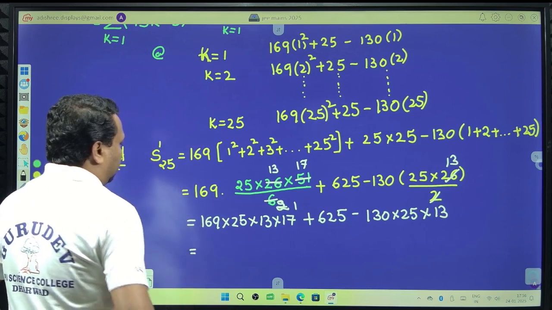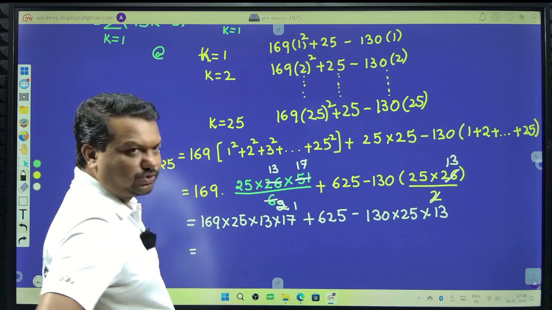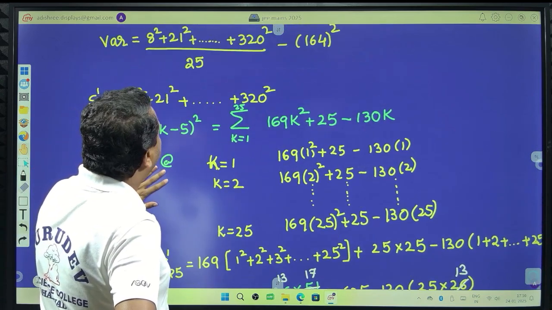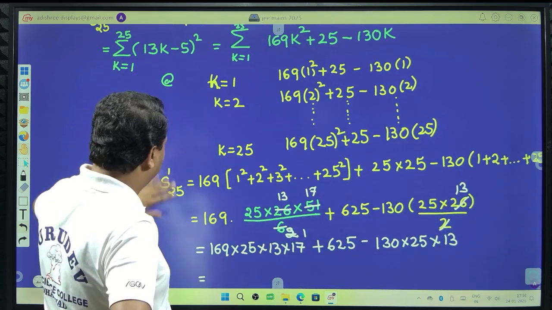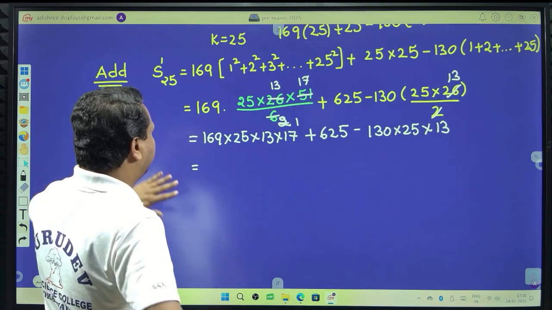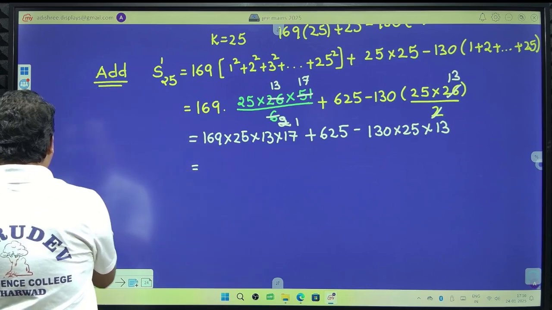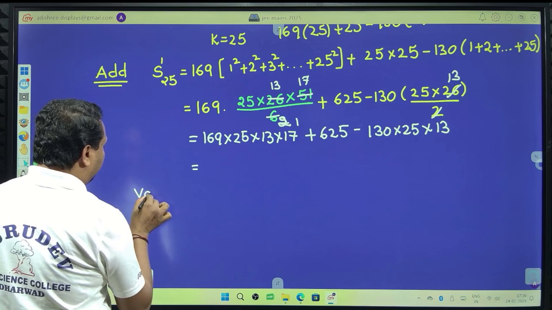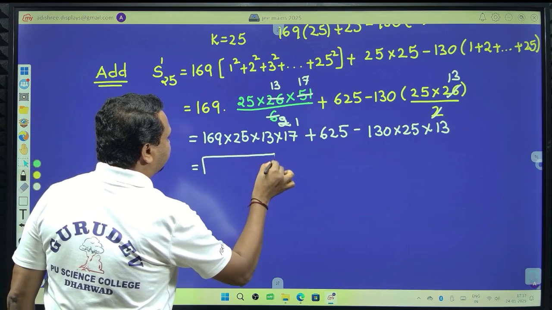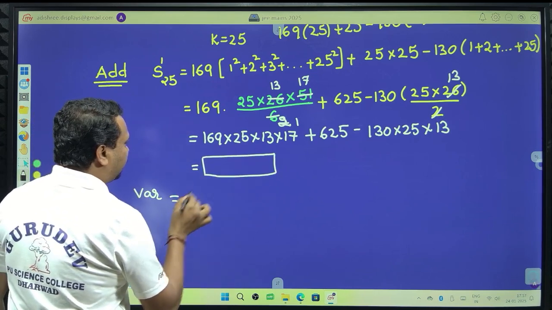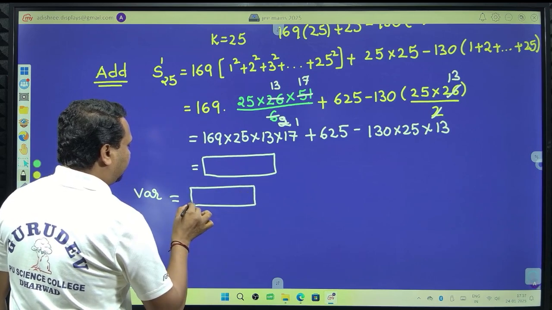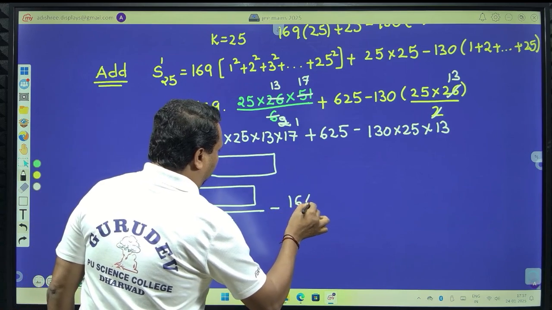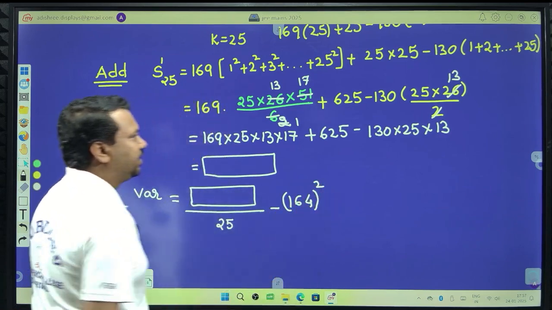And you have to divide also, because what is the formula over here? What is the formula here? So, is it divided by 25? Then you have to take care of 164 square. Okay. So, I have calculated up to this. Please remember, after these calculations, the variance is equal to the same value divided by 25 minus 164 square. You have to solve it.